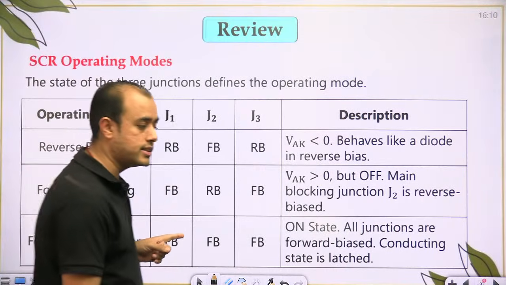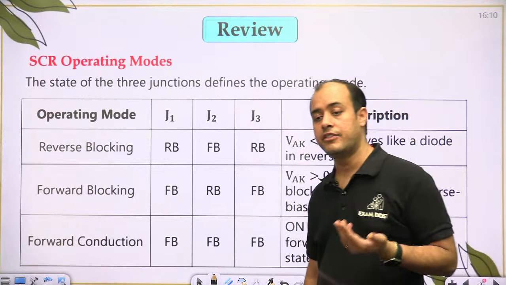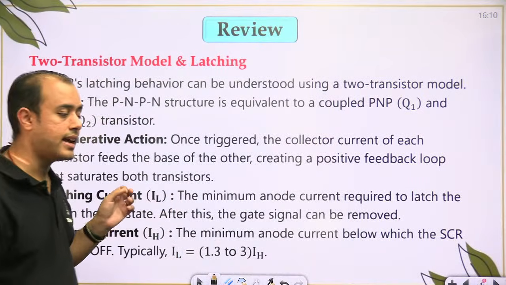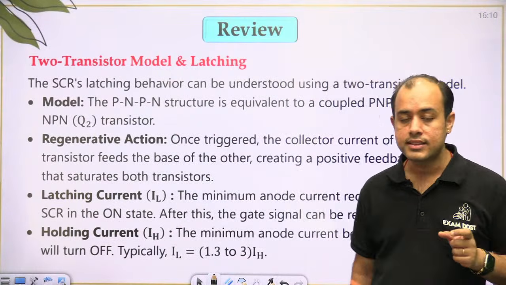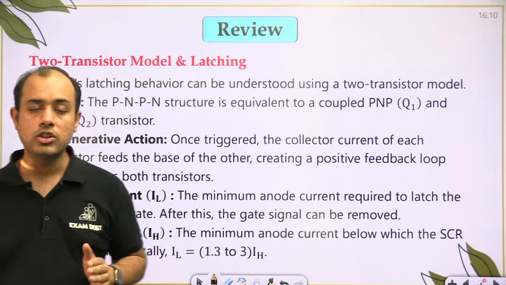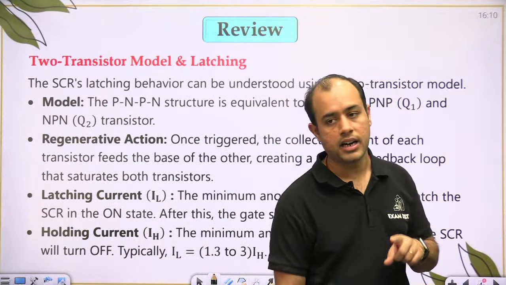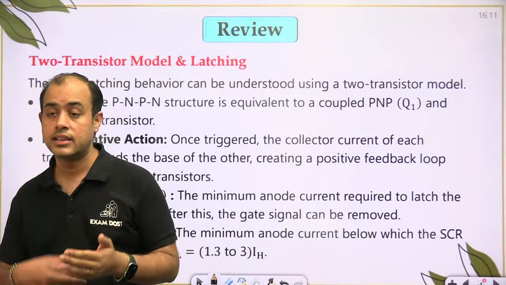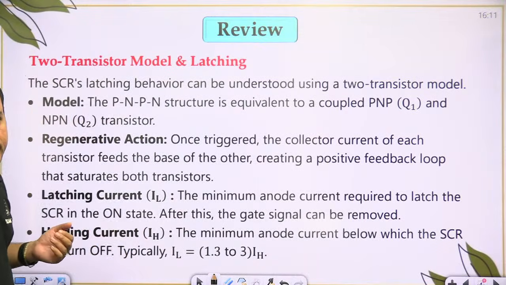All 3 junctions are forward biased, meaning the 2 BJTs inside the SCR are working in the saturation region. We can model the SCR as 2 transistors, one PNP and one NPN. Once you provide the gate current, one transistor starts to conduct. Its current will turn on the second transistor, which will increase the current of the first transistor, which will increase the current of the second transistor. That way, they increase each other's current and the current will go on increasing.